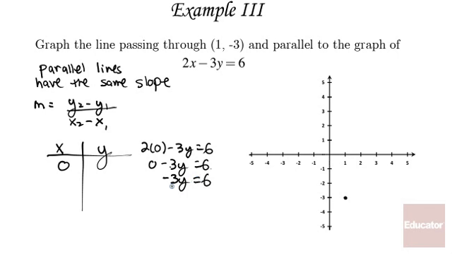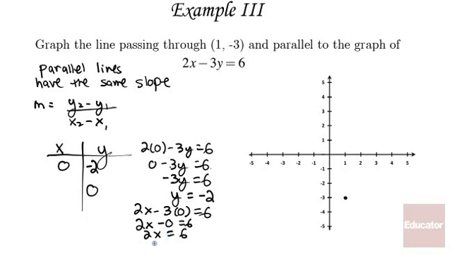Okay, so this gives me negative 3y equals 6, or y equals negative 2. Okay, so when x is 0, y is negative 2. When y is 0, let's go ahead and plug that in. 2x minus 3 times 0 equals 6. So this is 2x minus 0 equals 6. 2x equals 6. Divide both sides by 2. That gives me x equals 3. Okay, so when x is 0, y is negative 2. When x is 3, y is 0.